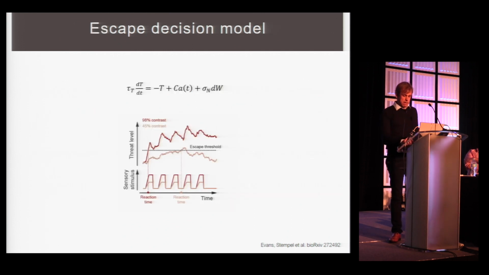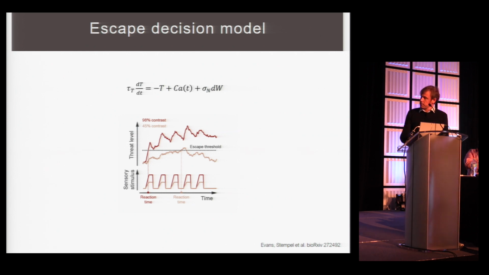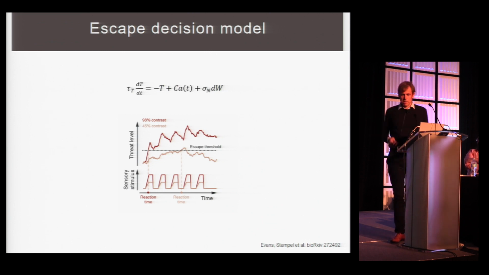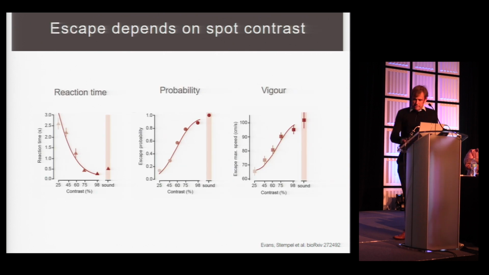Now, we can model this, and we can describe these curves using a very simple model where we consider a threat variable, here T, that is increased by sensory evidence of threat, which here we just model simply as the radius of the spot scaled by the contrast, that decays with some time constant and has some noise. And then we treat this threat level as a decision variable that is compared against the threshold. If the threat goes above a threshold, the animal escapes. So it's a very simple form of an accumulation to bound model. And it captures the data well. The lines here are fits of the model to the data.